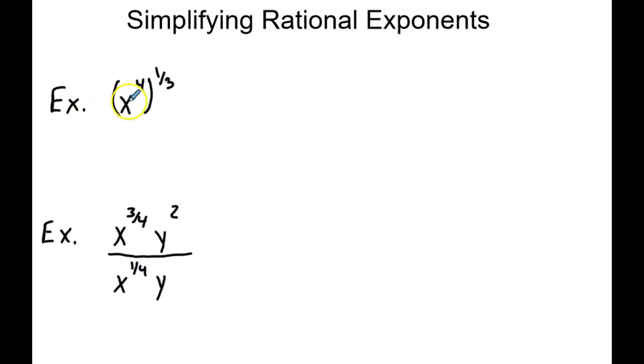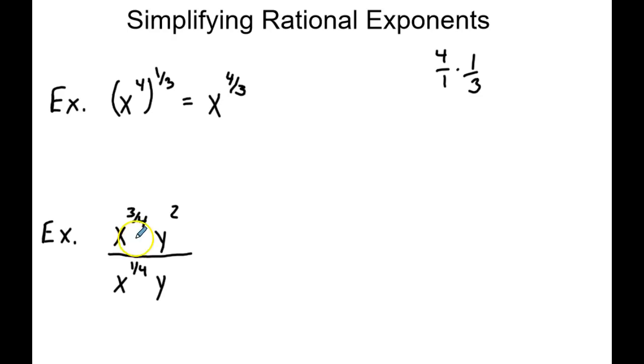So for the first example, we have x to the 4th raised to the 1/3 power. So I'm just taking 4 times 1/3. This is the power to a power property. So multiplying a fraction, this is the same as 4/1 times 1/3, numerator times numerator, denominator times denominator. So this would become x raised to the 4/3 power. And just leave that as an improper fraction. Do not write a mixed number or a decimal. Leave it as an improper fraction.